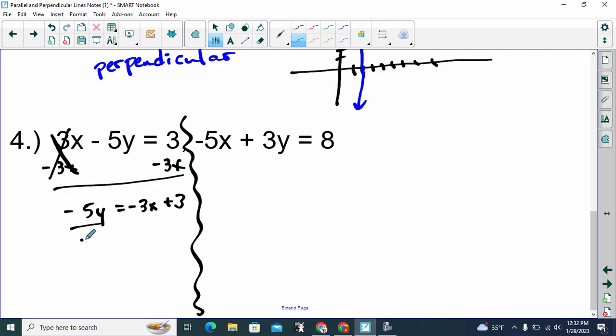Divide both sides by negative 5. So we get y equals negative divided by negative, so that's positive 3 divided by 5. Doesn't come out even, just leave it as 3 divided by 5x. Positive divided by negative, that's minus 3 divided by 5. And now we can tell that our slope of this line is 3 over 5.